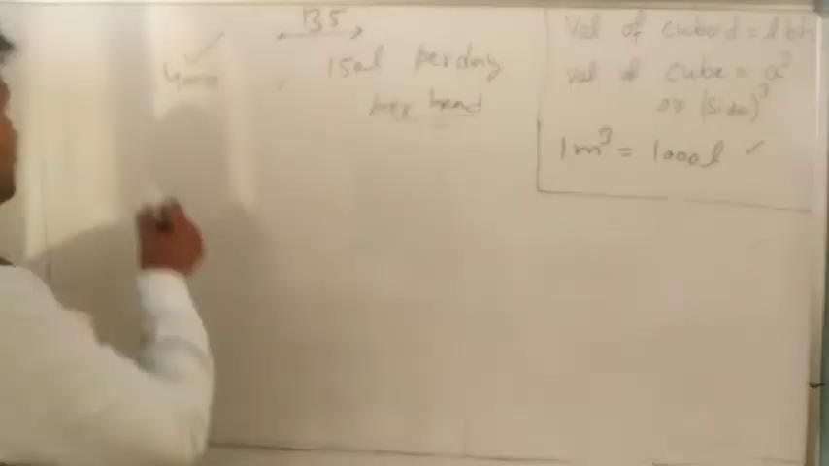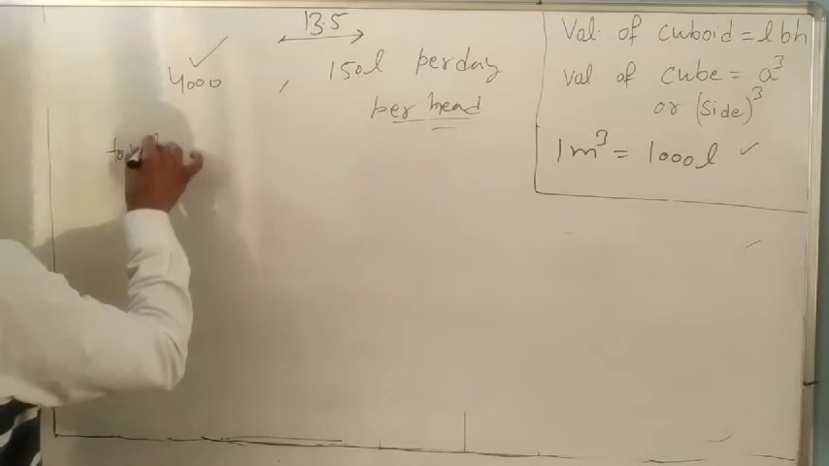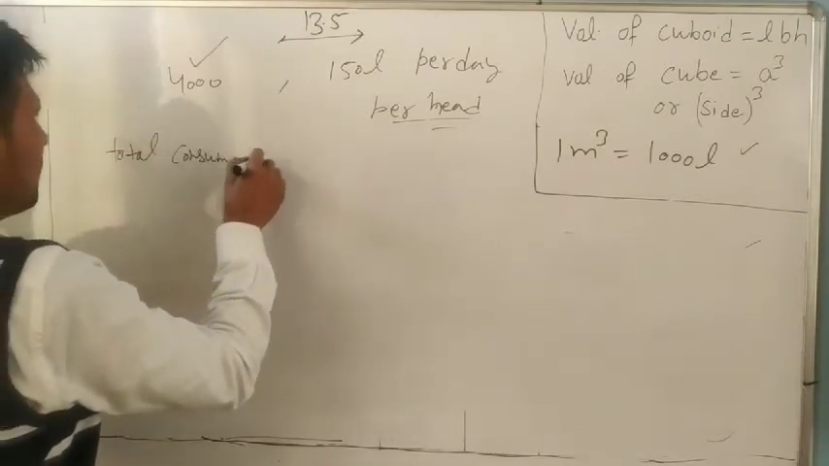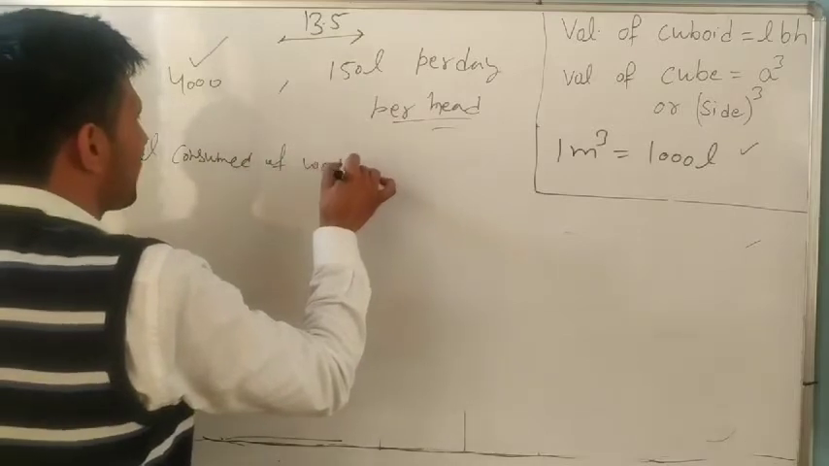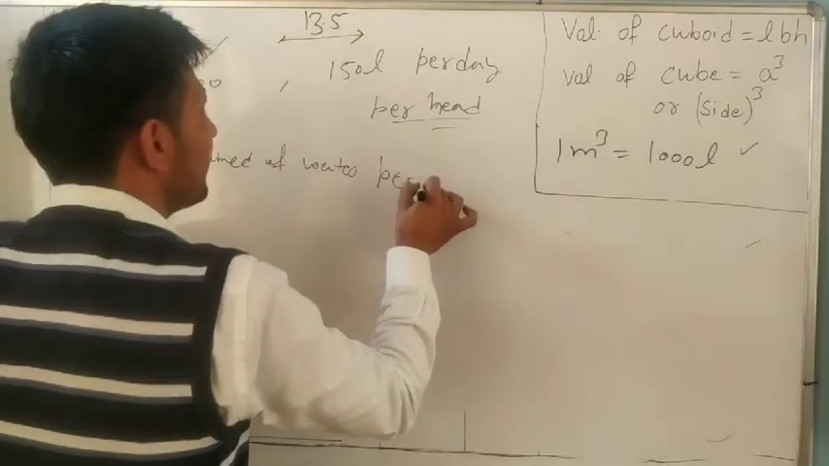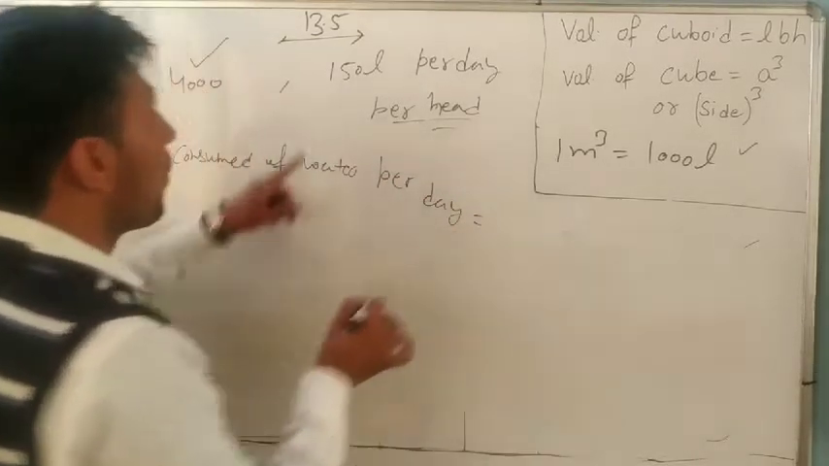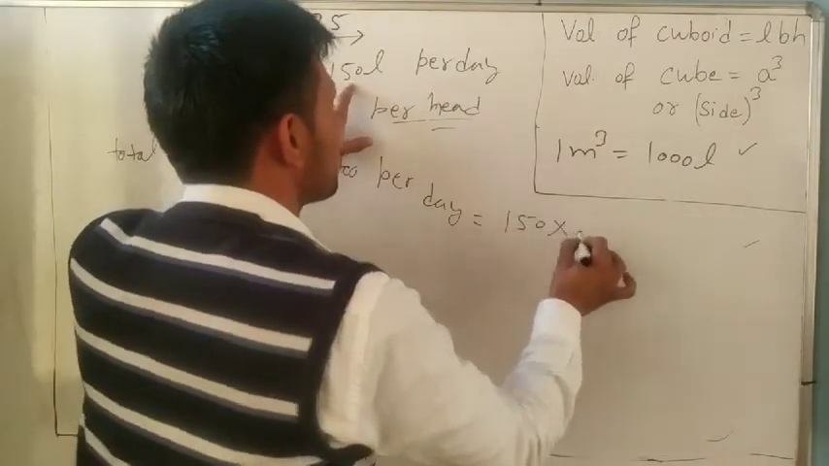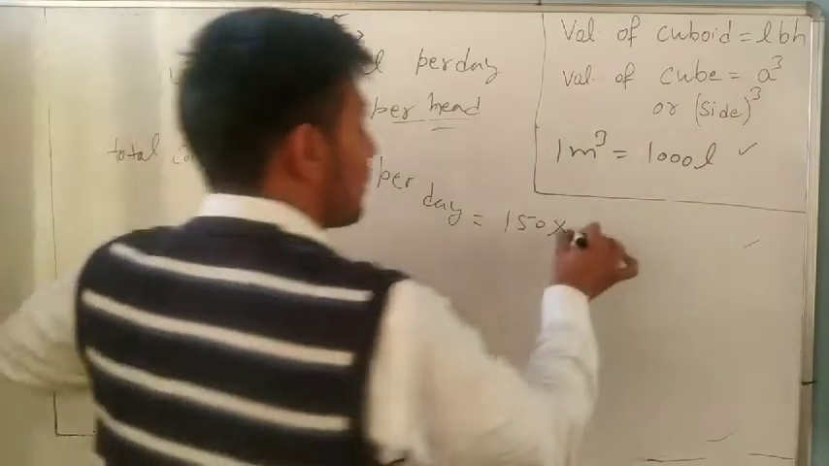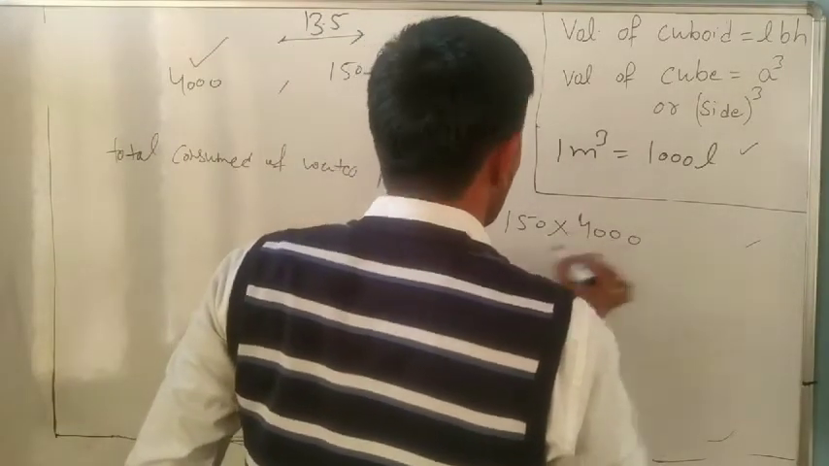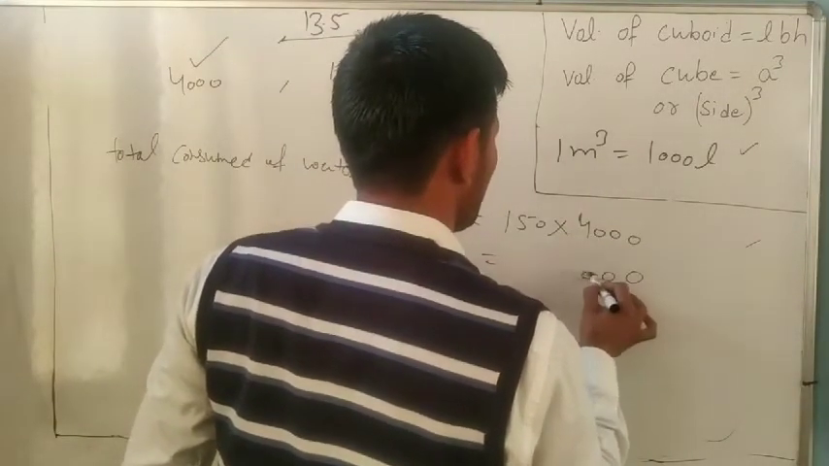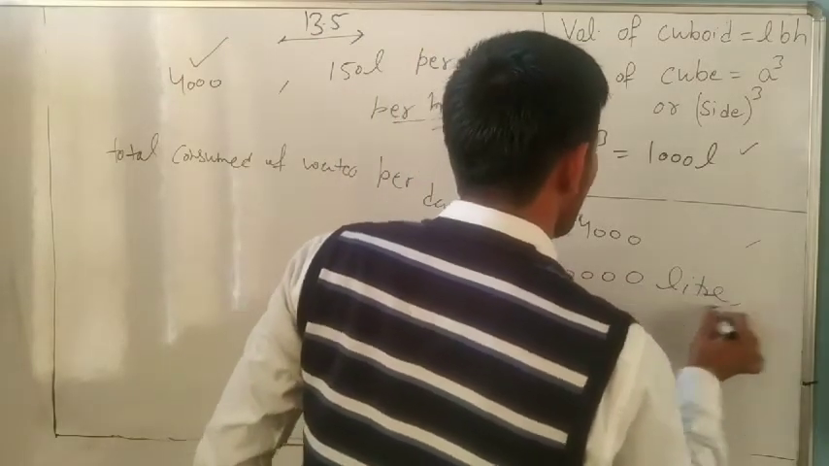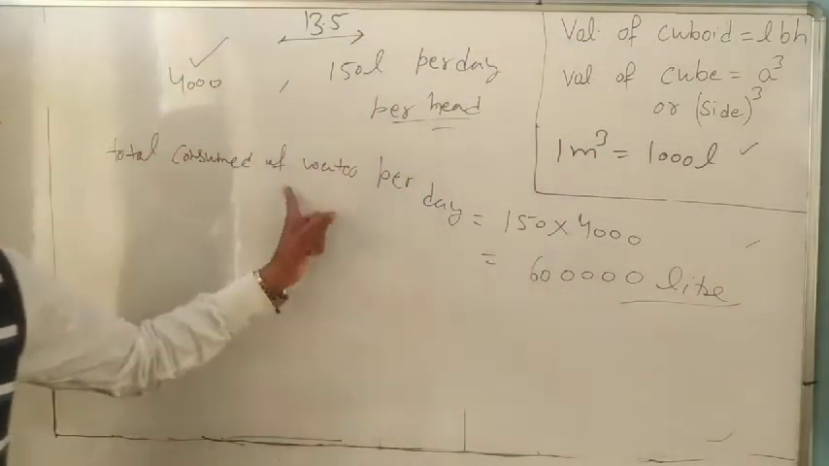So the total consumption of water per day: one head needs 150, but the total number of heads is 4,000. So multiply by 4,000, and we get 600,000 liter. So this much water is needed every day.